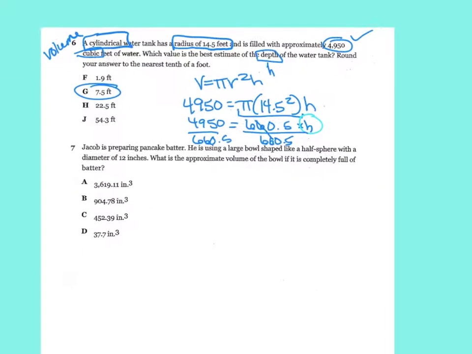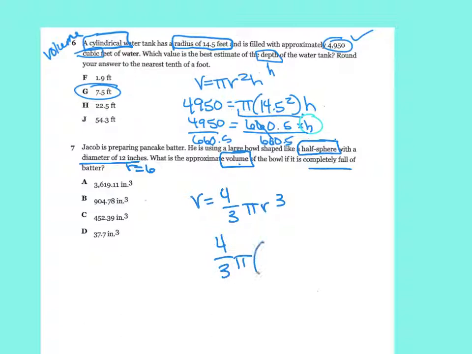Number 7, Jacob is preparing pancake batter. He's using a large bowl shaped like a half sphere, okay? Half sphere is important. With a diameter of 12 inches, so a radius of 6. What's the approximate volume of the bowl if it's completely full? So we have volume, we have sphere. That tells us what formula we need to use. So I'm going to go ahead and solve like I would normally solve this. 4 over 3 times pi times 6 cubed.